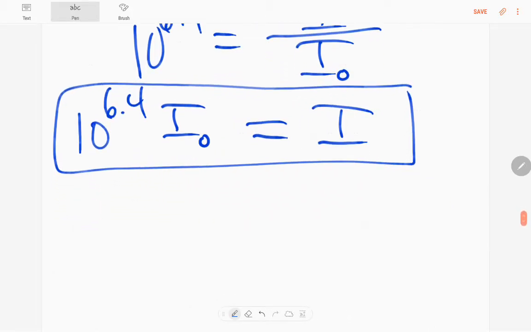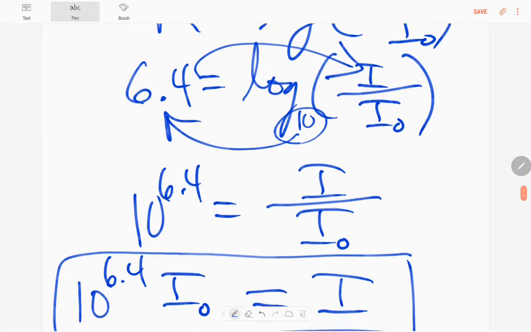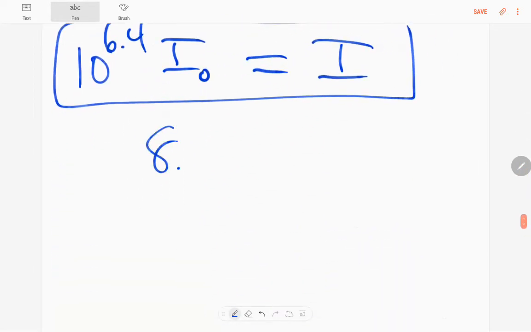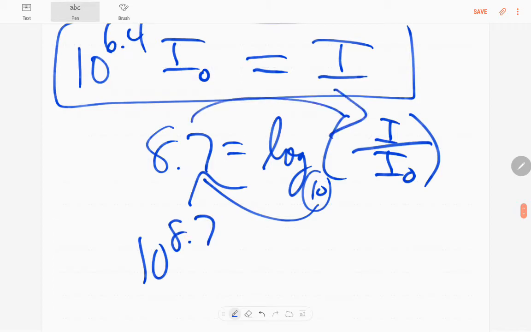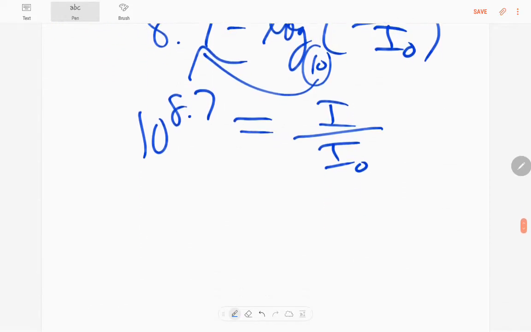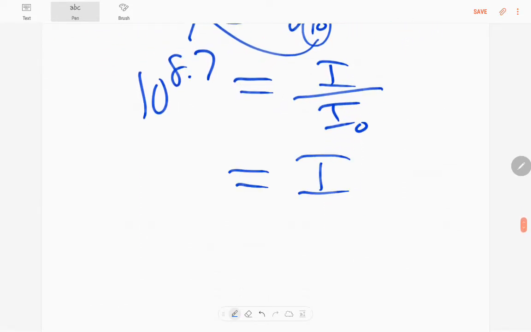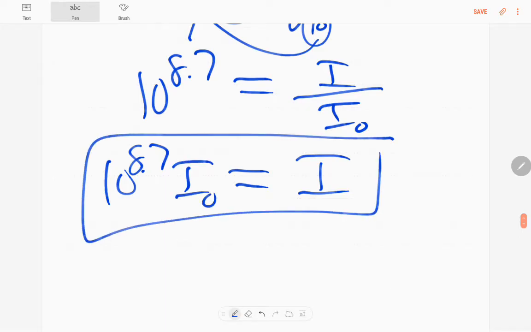Now let's find the intensity of the second one. It measured 8.7 on the Richter scale. So let's convert this to exponential form. 10 raised to the 8.7 is equal to I over I0. So once again, multiply both sides by I0. That gives you the intensity of the second one.